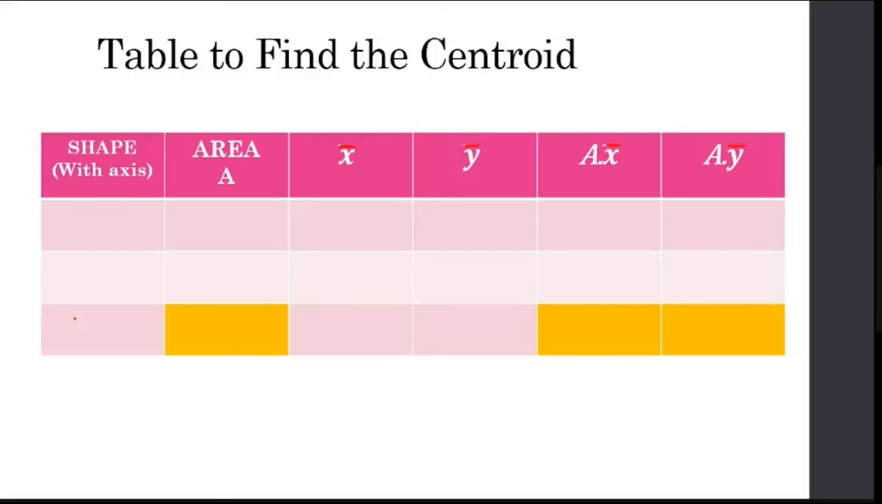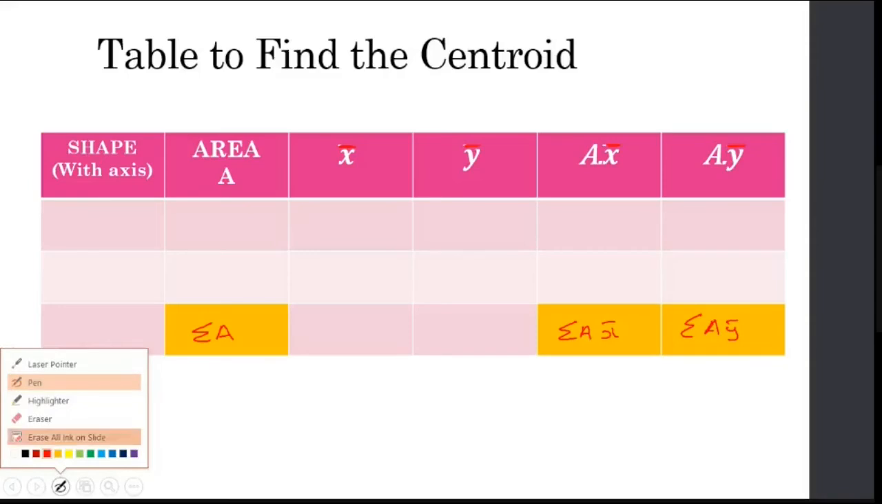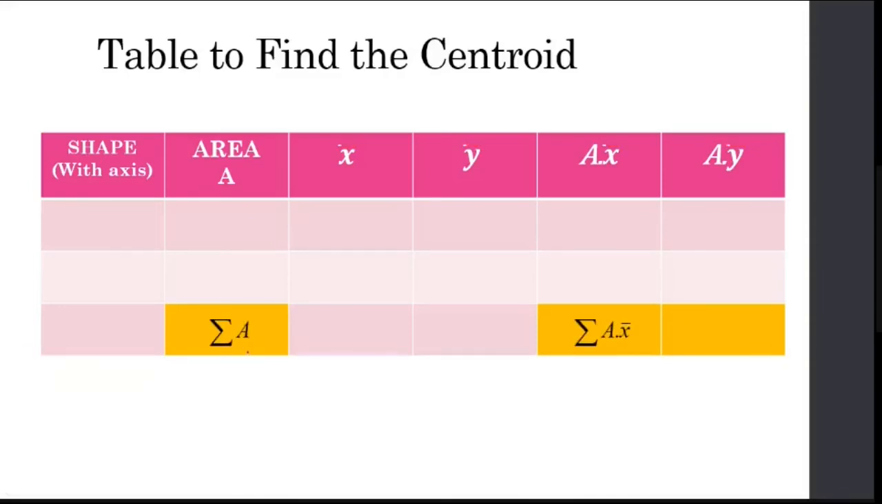So for our case, you have 3 shapes: one rectangle, one triangle, and one quarter circle. So you want to split it into 3. Draw the shapes here, find out the area, X bar, Y bar for those simple shapes, then multiply. Once you've done that, you add all your areas to get sigma A, add all your A into X bar to get sigma A X bar, and add all your A into Y bar to get sigma A Y bar, right?